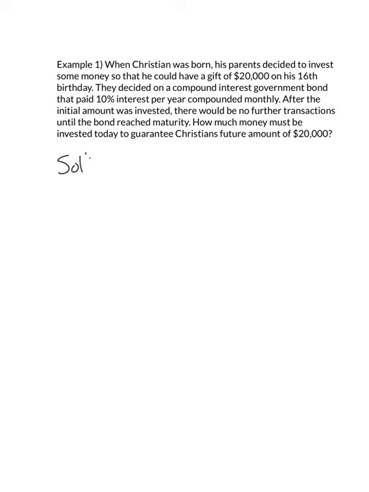Just to summarize that, Christian's parents on the day of his birth said, we're going to put some money in the bank account right now. We're not going to touch it, but on his 16th birthday, or in 16 years, we want to have $20,000. So we know our final amount is $20,000. We know that we are trying to figure out the principal, how much we're investing today.